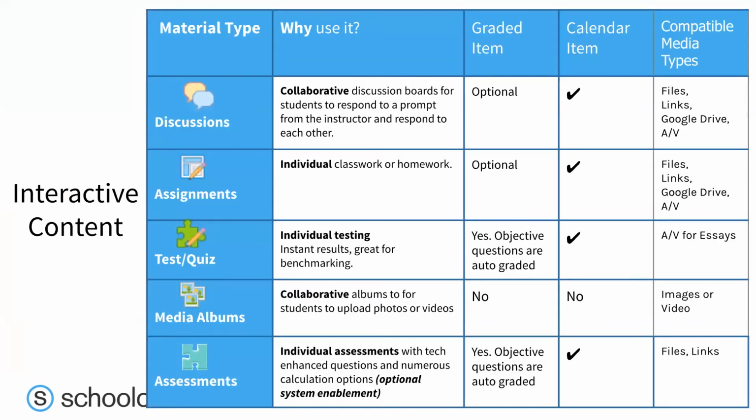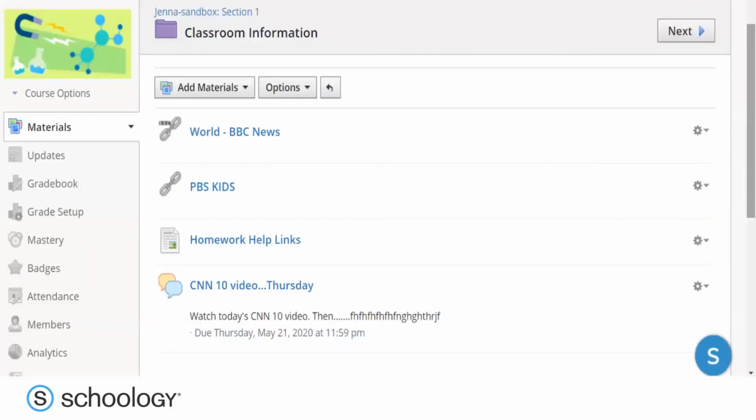This table shows the different types of interactive content available within Schoology and their specific features. You can take some time to pause this video to view the table. This is an example of content within a folder. In this folder, we see two links, BBC News and PBS Kids. We also see a document with homework help links and a discussion question that has been added.